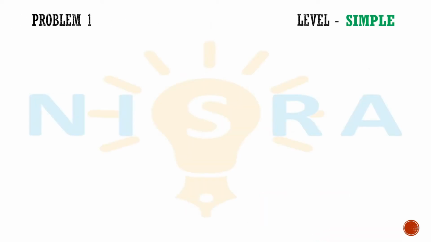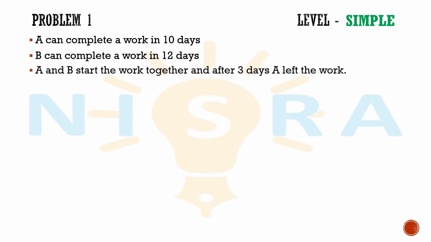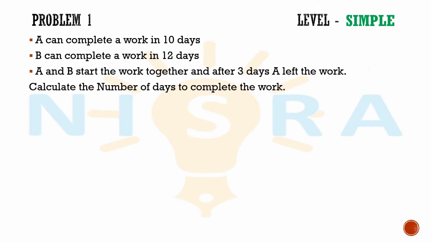We will look into the first problem. A can complete a work in 10 days, B can complete a work in 12 days. A and B start work together and after 3 days A has left the work. Calculate the number of days to complete the work. Here A takes 10 days to complete the work. B takes 12 days to complete the work.